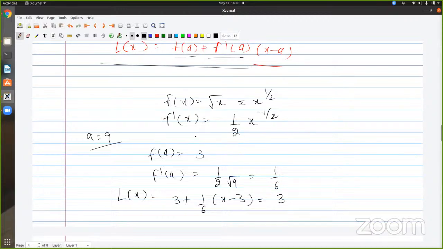Sorry, x minus 9, ma'am. Yeah, correct. x minus a is 9. f(a) is 3. This is what we get as the equation: 3 plus (x minus 9)/6.